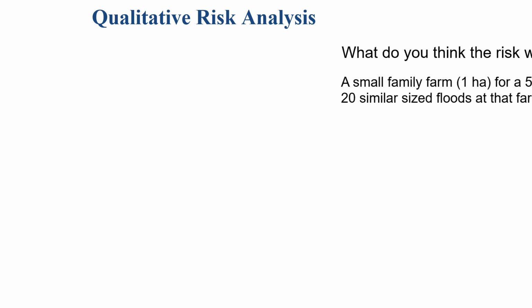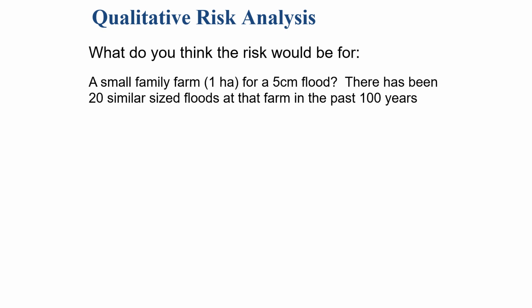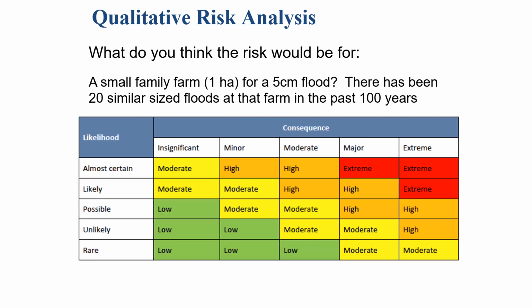Here, we have a qualitative risk analysis using a risk matrix to assess the risk for a small family farm that is susceptible to a 5-centimeter flood. The farm is 1 hectare in size and has experienced 20 similar-sized floods in the past 100 years. In this case, we're asked to think about the risk based on 2 factors: the likelihood of the event happening and the consequence of the flood.